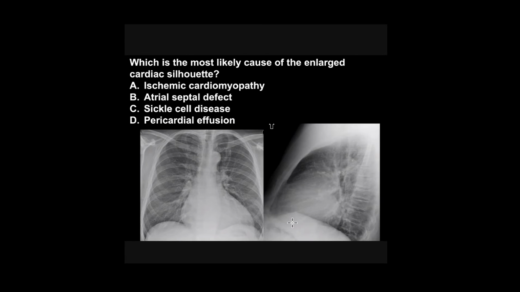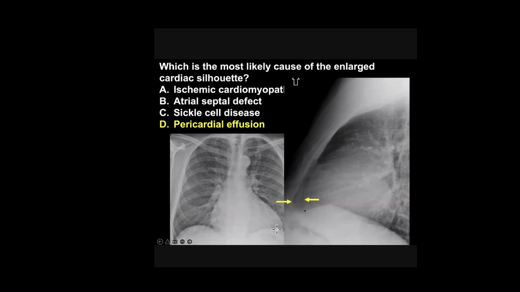And so when you take a look at these opacities and these lucencies, this one lucency is behind the sternum, and then this other lucency is behind this vertical opacity. That's something that we call the Oreo cookie sign, and that actually tells us that it's a pericardial effusion. Here are some arrows to make it a little bit easier to see: we have this vertical line that has more opacity, and then these lucencies that are anterior and posterior to it.